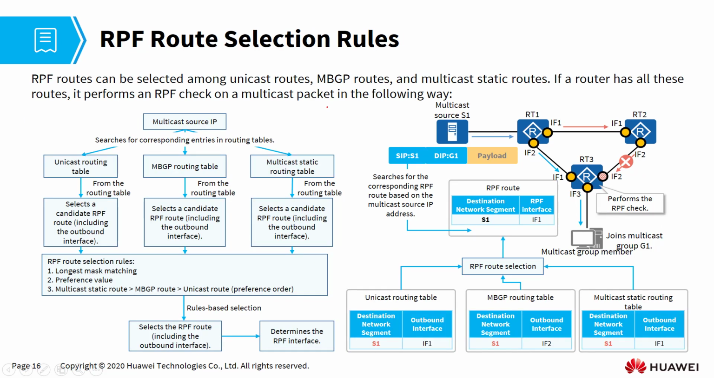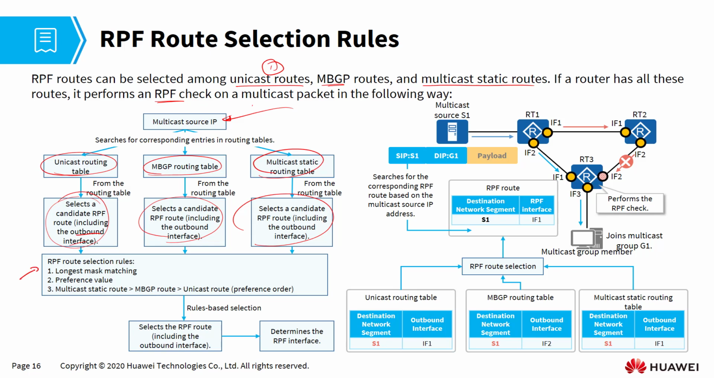How does the reverse path forwarding check select the best path? The routes can be selected among 1, unicast routes, 2, multicast BGP routes, and 3, multicast static routes. If a router has all these routes, it performs a reverse path forwarding check on the multicast packet in the following way. This is the source IP. It will be checked in the unicast routing table, the multicast BGP table, and the multicast static routing table. From each routing table, we select the candidate reverse path forwarding route, including its outbound interface.